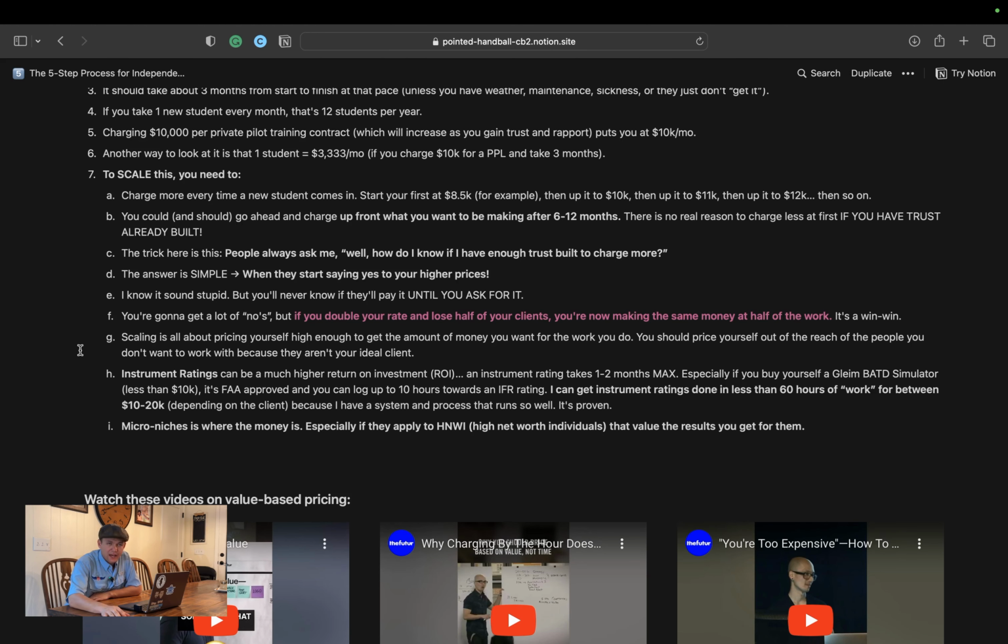People ask me all the time, how do I know if I have enough trust built in order to charge more? The answer is really simple. It just comes down to asking clients for more money. If you ask them for more money and they all say no, then you're probably not worth it at that point. But if you start asking for more money and they start saying yes, that's your indication that you are worth it at that level.